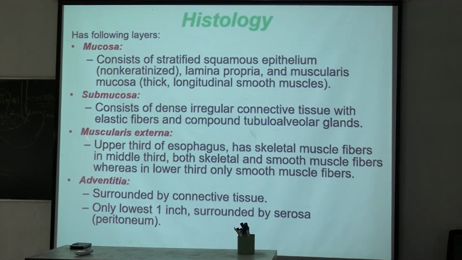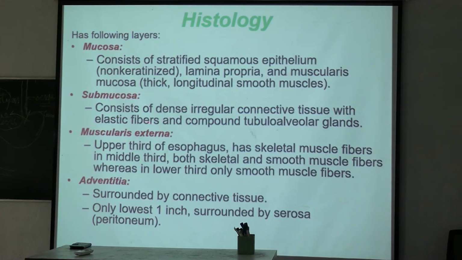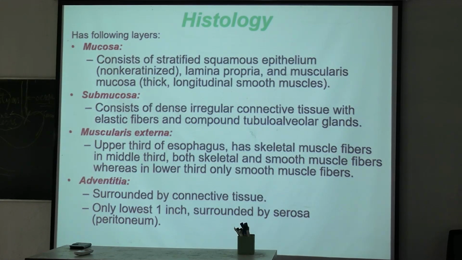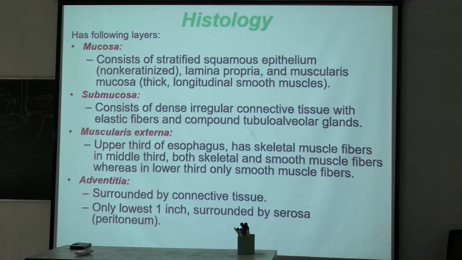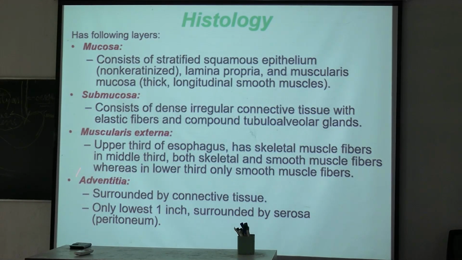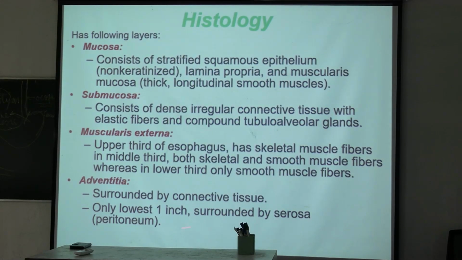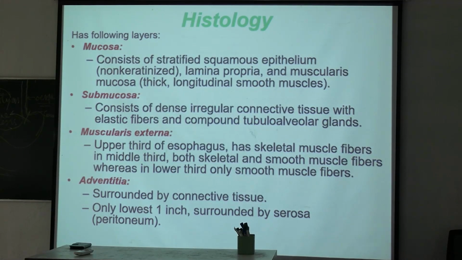Next, there is submucosa. Submucosa consists of dense irregular connective tissue with elastic fibers and compound tubulo-alveolar glands. Next is muscularis externa. The upper third of the esophagus has only skeletal muscle fibers, the middle third has both skeletal and smooth muscle fibers, and the lower third has only smooth muscle fibers. Then outermost is the adventitia, a connective tissue layer. Only the lowest 1 inch, the abdominal part of the esophagus, is covered by the peritoneum, so it is called serosa.